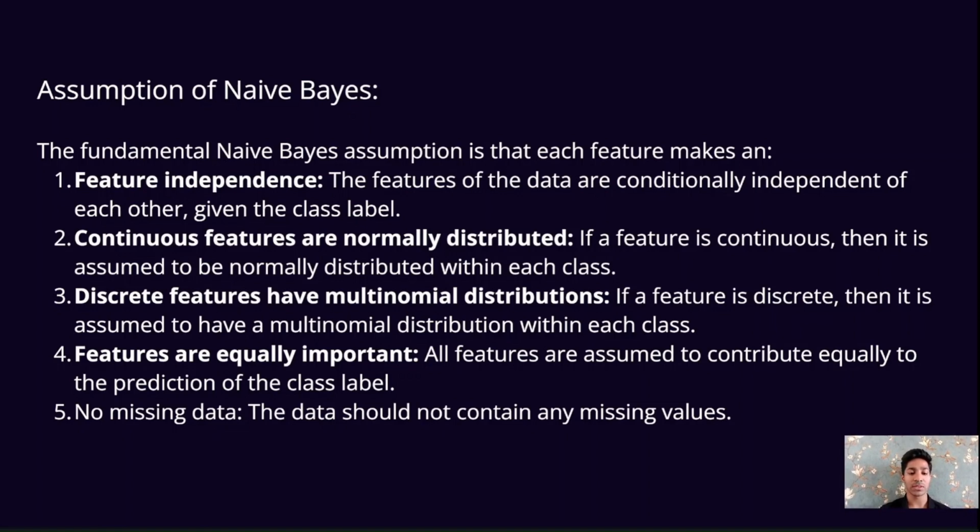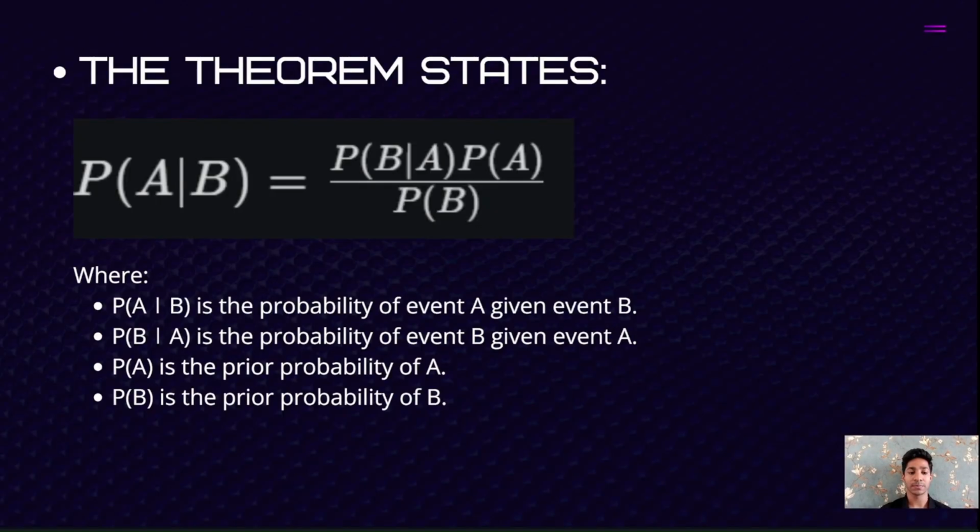Third, discrete features have multinomial distribution. This assumption states that if a feature is discrete, then it is assumed to have a multinomial distribution within each class. The fourth assumption is that features are equally important. This assumption states that all features are assumed to contribute equally to the prediction of the class label. The fifth and last one is no missing data. This assumption states that the data should not contain any missing values. So these were all the assumptions that the features make in the naive-Bayes algorithm.